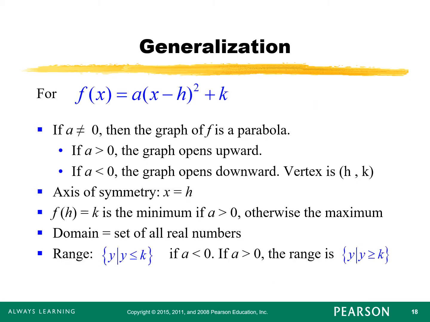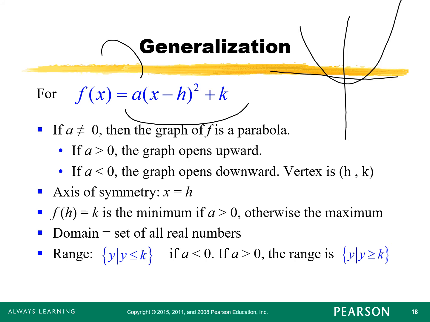Now let's talk about some rules of the graph to understand how it can be. Here, this is what we call the vertex form, as we did before. Now, if a is not equal to 0, a is a number, so our graph will be a parabola. We said this is what we call a parabola.